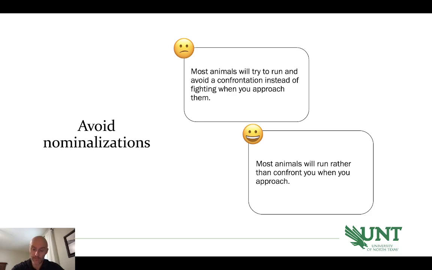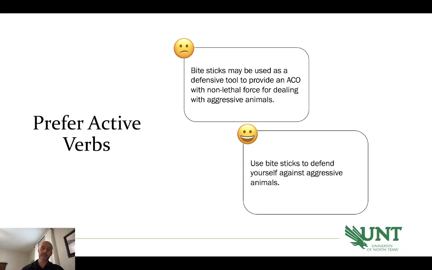So you might revise this to say, most animals will run rather than confront you when you approach. It's much plainer, much simpler to read. We want to prefer active verbs. So instead of saying bite sticks may be used, we want to say use bite sticks.